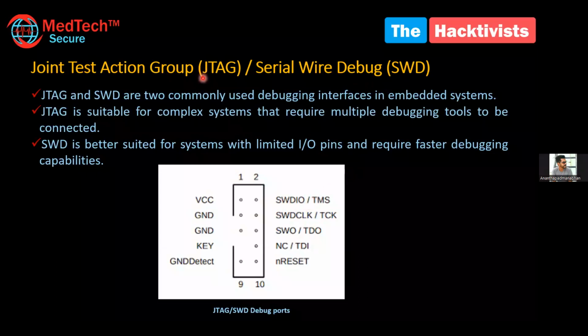JTAG is generally used in high-end devices which handle huge functionality or huge data, where it requires multiple pinouts. It will have TDI, which stands for data input, and TDO for output. This is similar to what we saw in the UART. In those cases, only two points were there, one receiver and one transmitter.